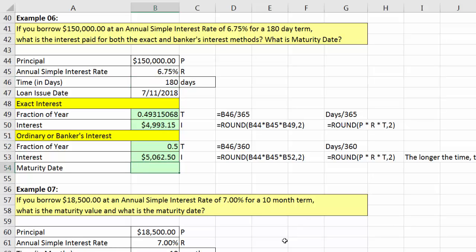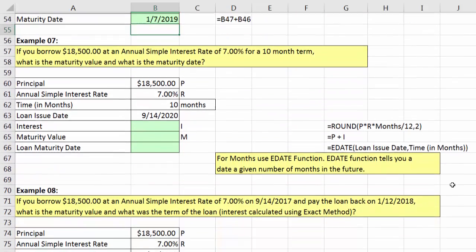We do not have to use E-date because that is a serial number date. We talked all about dates earlier in the class. We can simply add numbers to it, and it will tell us whatever this day is plus 180 days in the future. When I hit Enter, that's the maturity date. So we owe this on 1/7/2019.